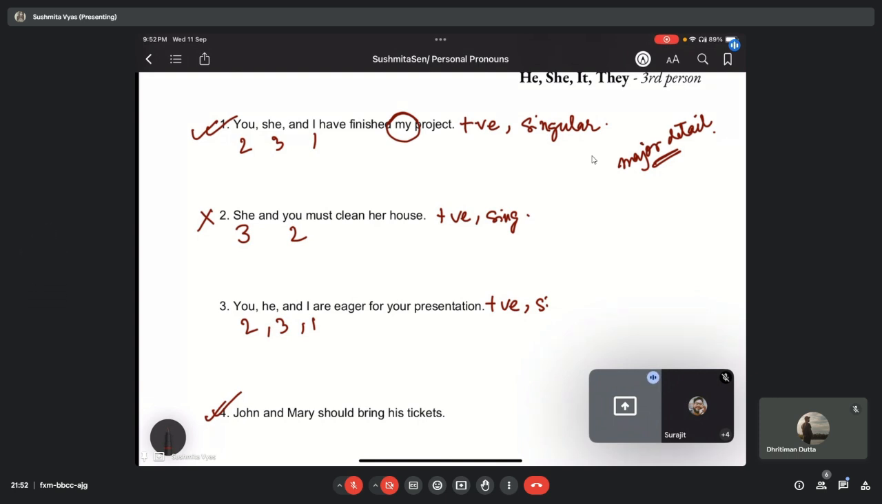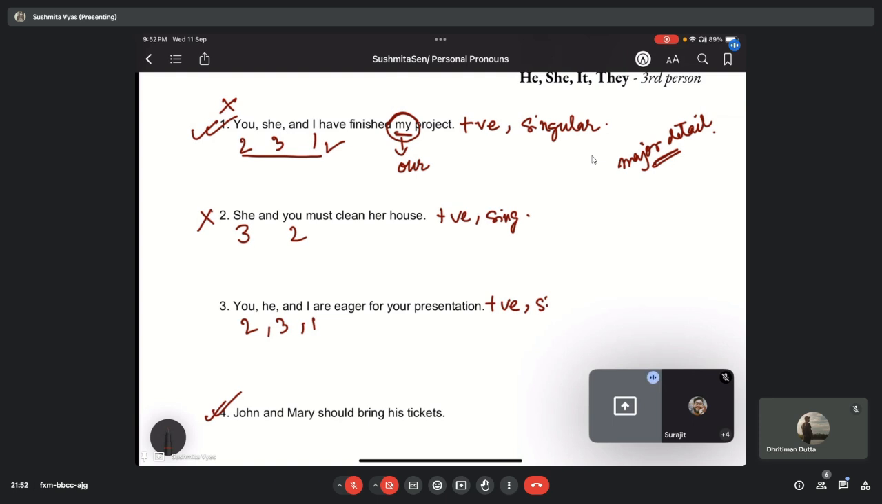My placement, is it right? What should it be? Our project. Yes, Surajit, right. It should be our project. So this sentence is incorrect. Although the pronoun order is right, in totality this sentence is incorrect because it will be our project, right?